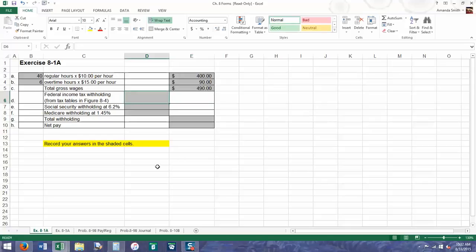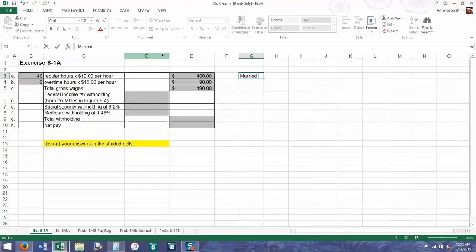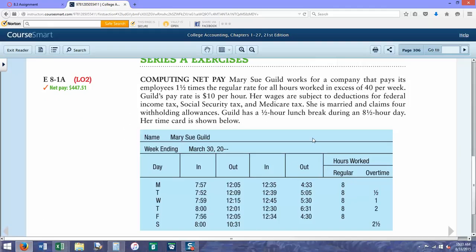So now we need to go to the tax table. Sometimes it helps to put the information that we need on the spreadsheet so we don't have to keep flipping back pages. So she's married and claims 4 allowances. That makes it easier for me when I go look at the T-charts. So I'm going to write down page 306 so I know where I'm at.